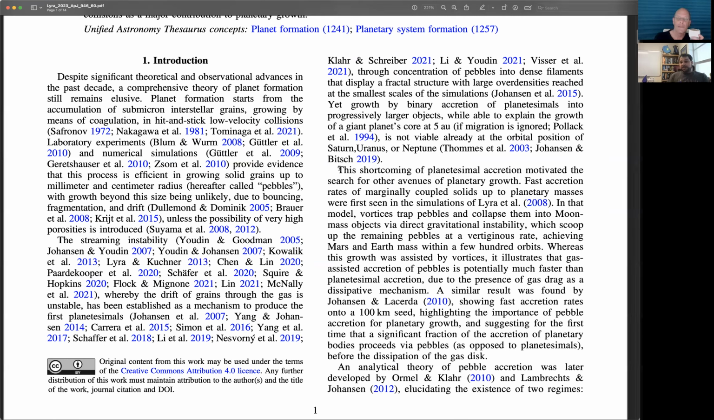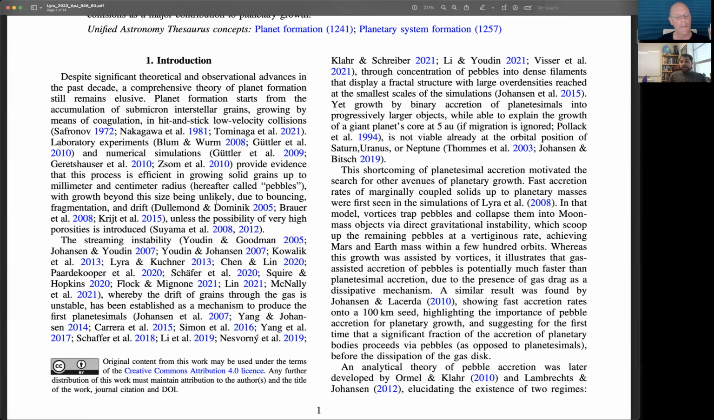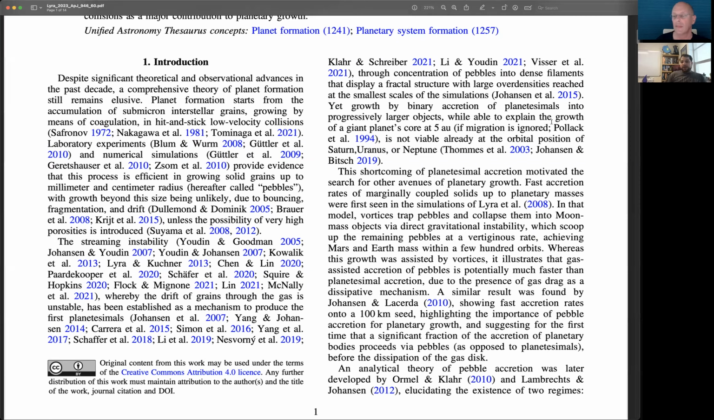The work that was done in the 90s, there is this famous article by James Pollack, who was a student of Carl Sagan. He came up with this theory of planetesimal accretion. I mean, he worked out mathematically and numerically how to build the bigger cores just by accreting planetesimals, until they get to the size of the cores of the giant planets.